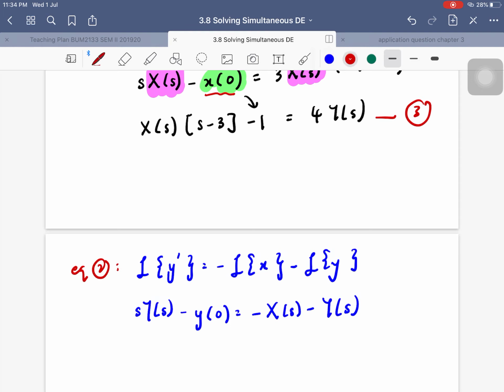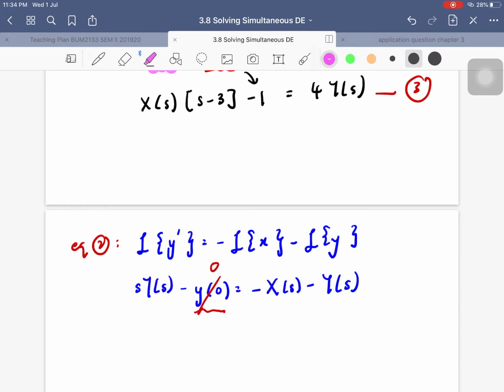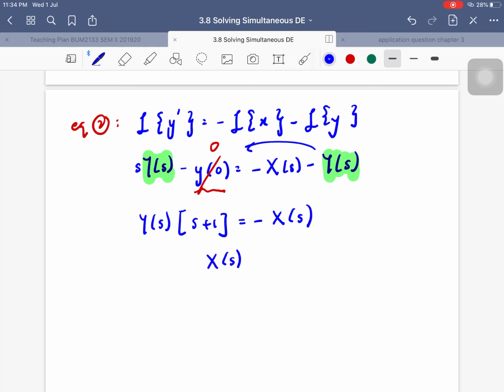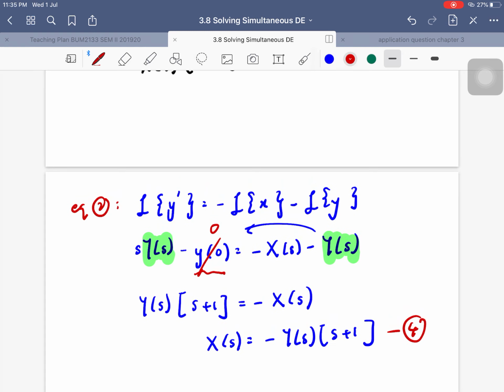So we substitute initial conditions. According to the question, the y(0) value is going to equal 0. Terms that are the same, collect and put them together, Y(s) and Y(s), and factorize. So I'll end up with Y(s) multiplied by (s plus 1), because I have to move this to the other side of the equation, and that is going to equal negative capital X of s. Or I can write that, X(s) is going to equal negative Y(s) multiplied by (s plus 1). And I'm going to call this the fourth equation. So after I Laplace equation 1, I got the third equation. When I Laplace equation 2, I get the fourth equation.